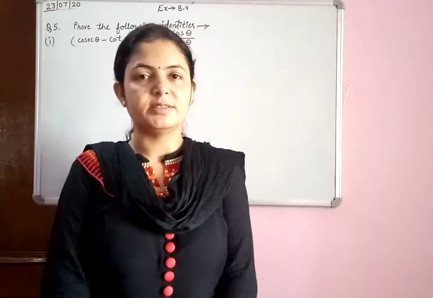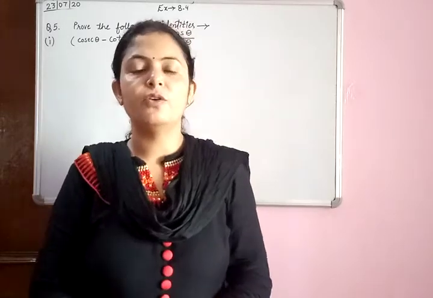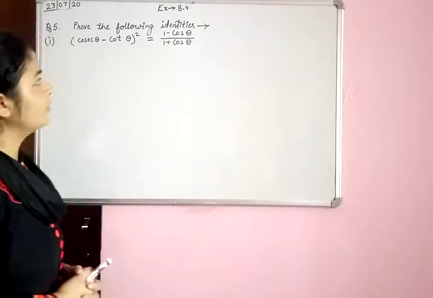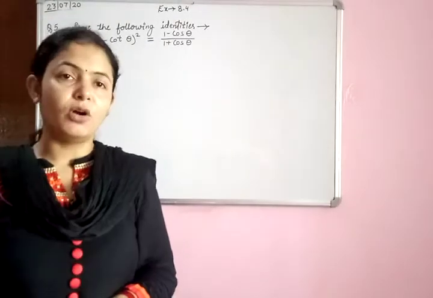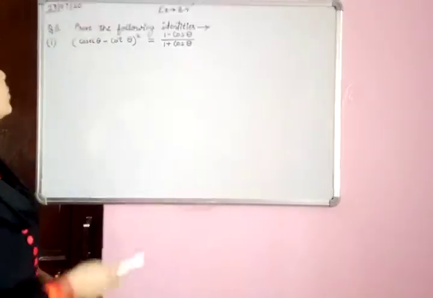Good morning, students. Today, I am going to start question number 5 of exercise 8.4. Question number 5 is, you have to prove the following identities where the angle involved is an acute angle. Okay, so let's start question number 5.